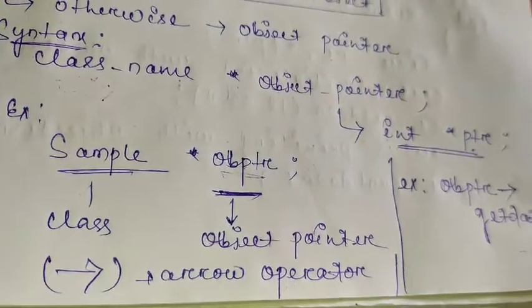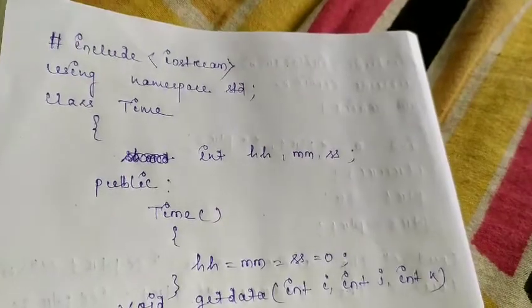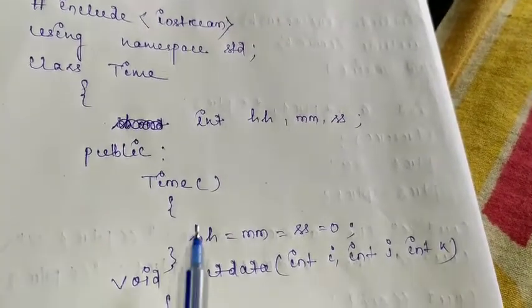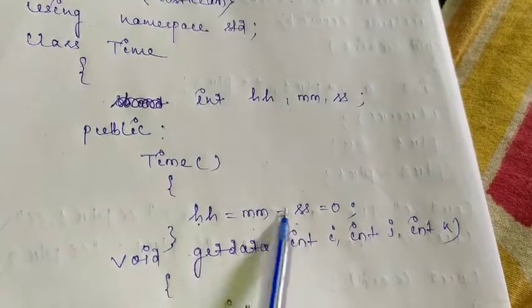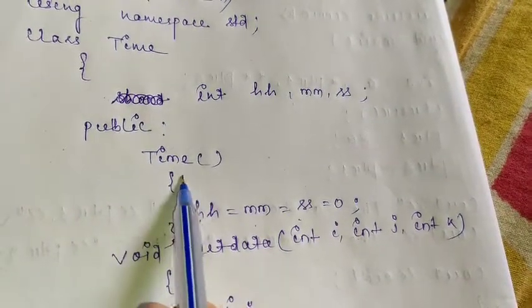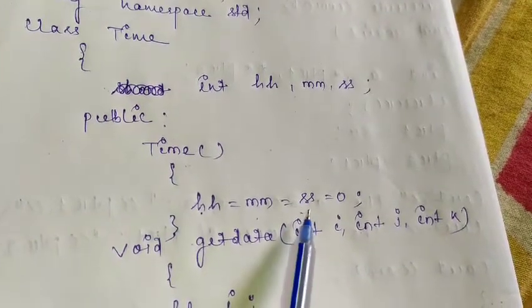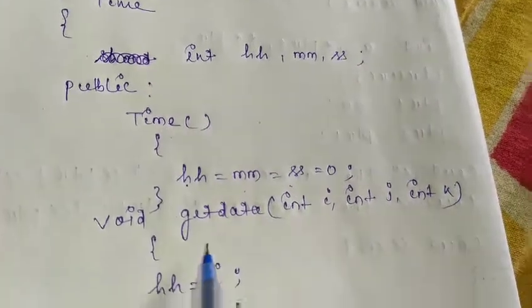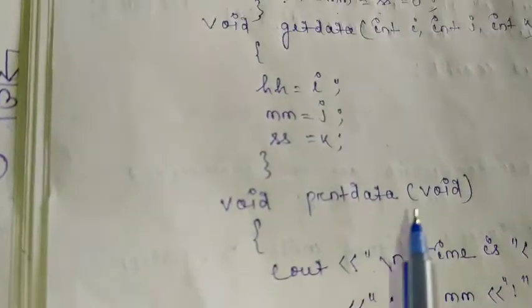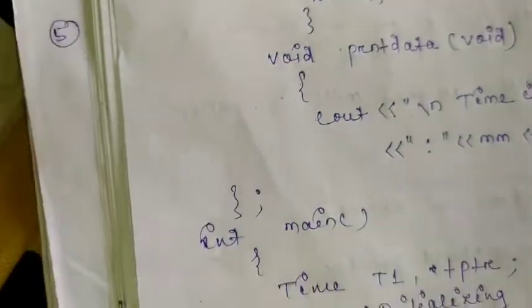So let's see an example. This is one example. Here we are inputting the time in hour, minute and second. This is a default constructor, by which we initialize the variables to 0, and this is a function. So let's go to the main function.